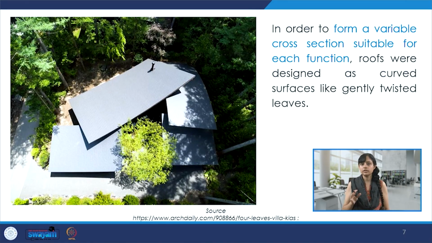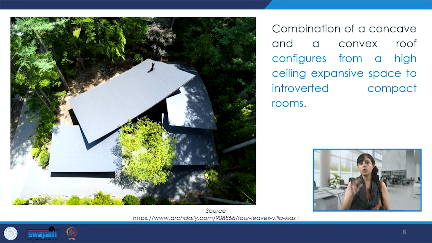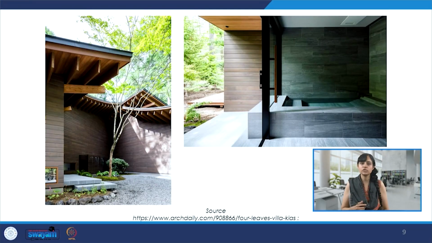What you see over here, interestingly, is that there are roofs which are designed as curved surfaces, like gently twisted leaves. This gives a very interesting form to the overall built form. There is a combination of concave and convex roofs that we see over here. Overall it's very interesting and full of mystery. Until and unless we are in the space, it's difficult to understand whether it's compact or expansive. But the overall form itself is quite mysterious and interesting. These are some of the images of the project.